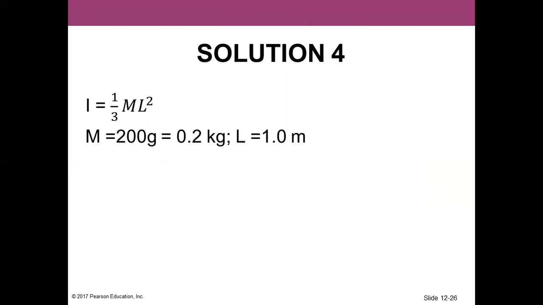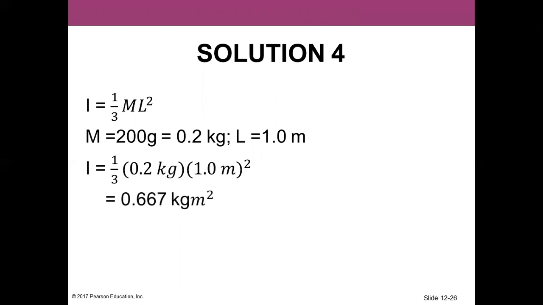The mass is 200 grams. We convert it into kilograms by dividing 200 by 1,000, and we get 0.2 kilograms. Then the length is 1.0 meters. Then we substitute the known values into the formula, punch the calculator, and we get the answer: 0.667 kilogram meter squared.